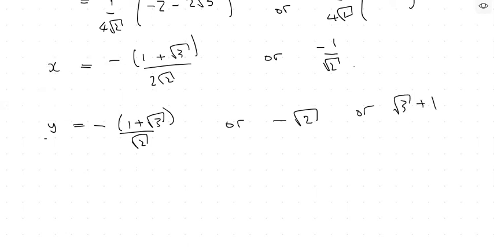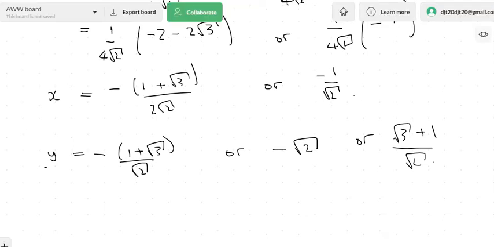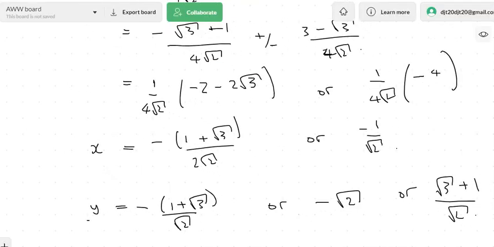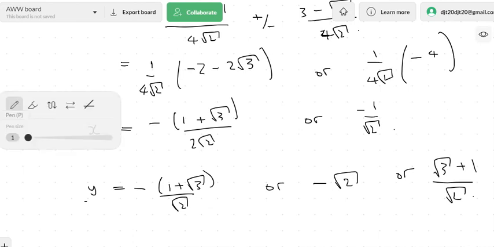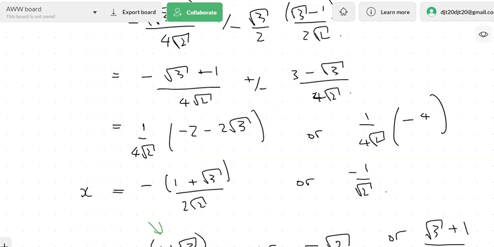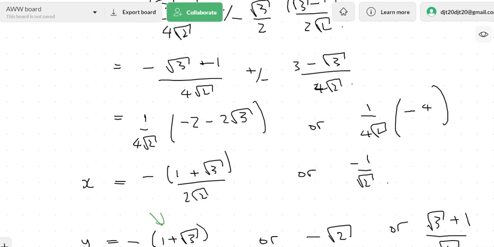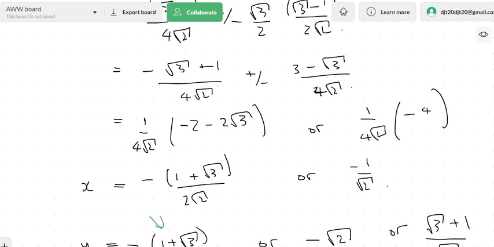Final answer. I just checked and I think I made a mistake somewhere with the negative, so let's see if we can find it. This one should have been minus root 3 minus 1. So I'm guessing that should be plus there, so that should be root 3 minus 1, and that should be root 3 minus 1. Okay, small mistake.